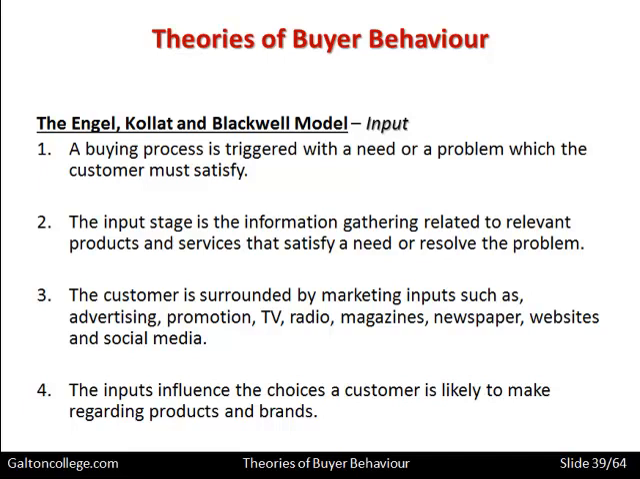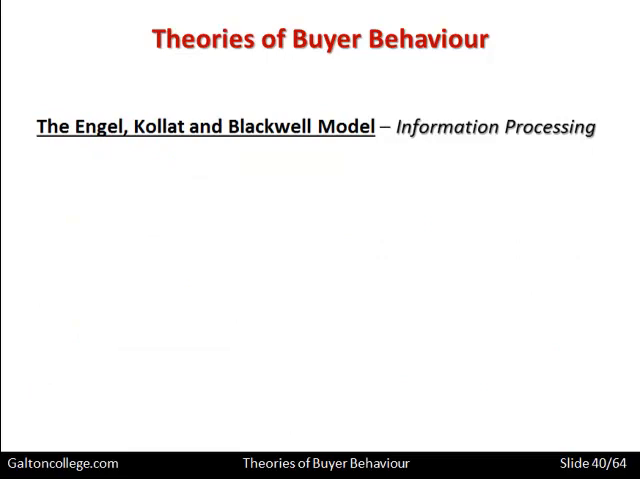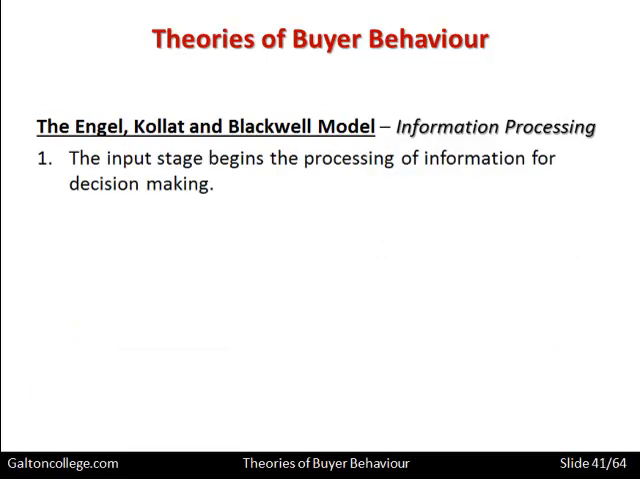So these are all the inputs. And these are informational inputs about products in an effort to solve or satisfy the original need. Information processing is the next step. Well, the input stage begins the processing of information for decision making.